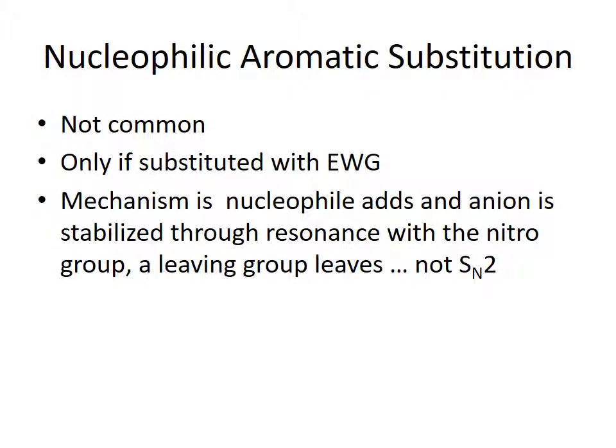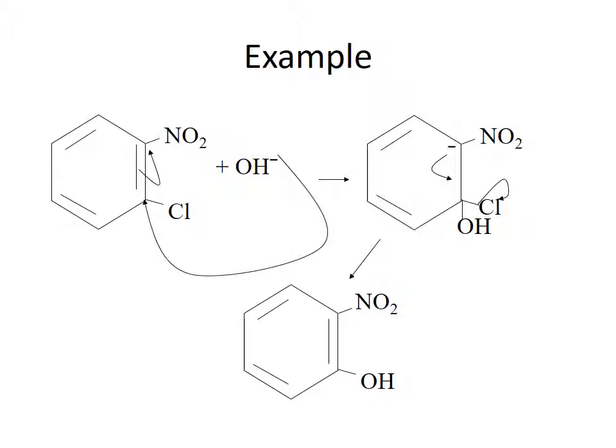It's not SN2, not SN1, it's just nucleophilic aromatic substitution. But these are not common, and I'm not going to emphasize these reactions. Here's an example. For instance, you can have hydroxide come in, and it adds to where the chlorine is, and the negative charge is stabilized then by the nitro group. And then what happens is the chlorine leaves and aromaticity is reestablished. And this is typically how they go.